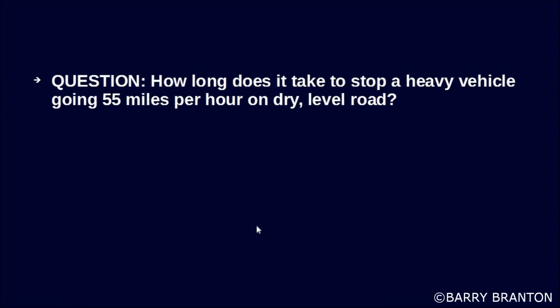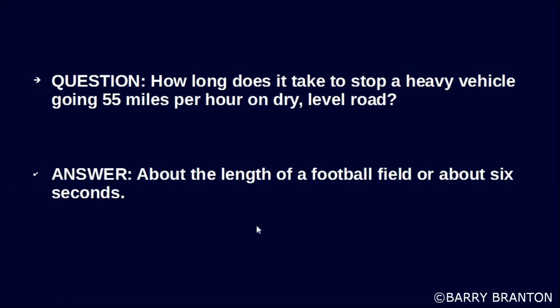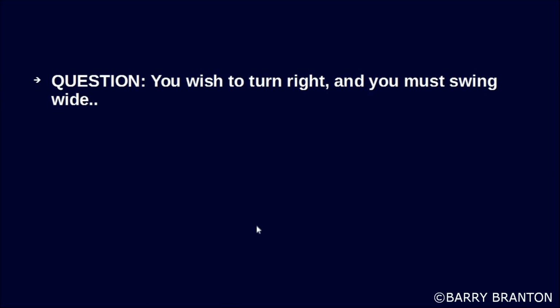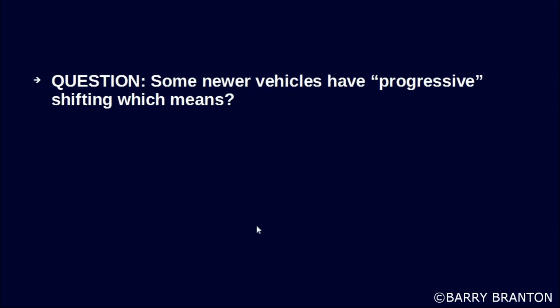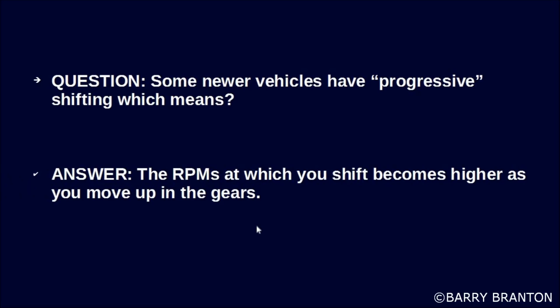How long does it take to stop a heavy vehicle going 55 miles per hour on a dry, level road? About the length of a football field, or about 6 seconds. You wish to turn right. You must swing wide. You should swing wide as you complete the turn. Some newer vehicles have progressive shifting, which means the RPMs at which you shift become higher as you move up in the gears.